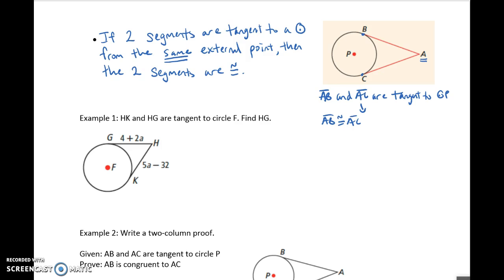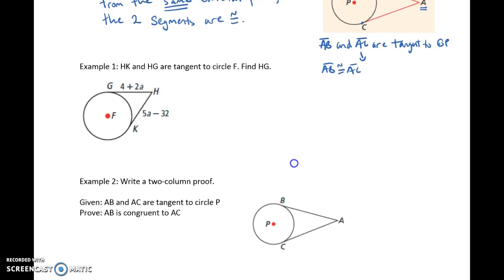And this creates a kite. If we connect P to B and P to C, we have two pairs of corresponding sides that make a kite. Just interesting fact there. Okay? So those are our three theorems we're going to be using today. We've got a couple examples. One, we can work out some values, and two, a proof that we want to get back into thinking about. All right? So typically with problems like example 1, it should tell you that the lines are tangent.